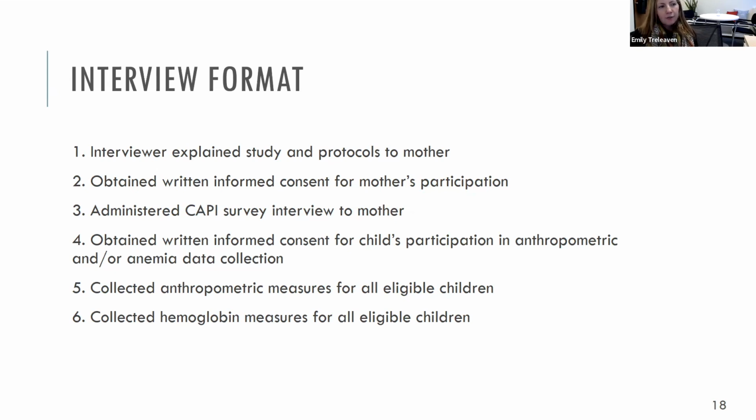At the end of that part of the interview, we then obtained written informed consent for children's participation in the anthropometric, and then if they were of the correct age, anemia data collection. Then the anthropometric measures were taken for all eligible children in the household, and then the interview concluded with taking the hemoglobin measures for all eligible children.